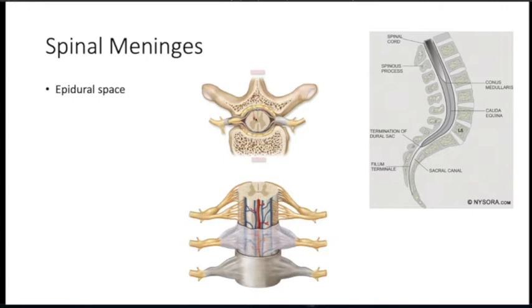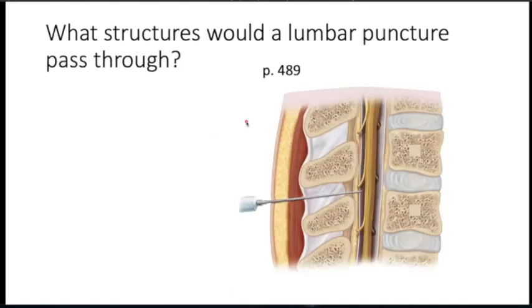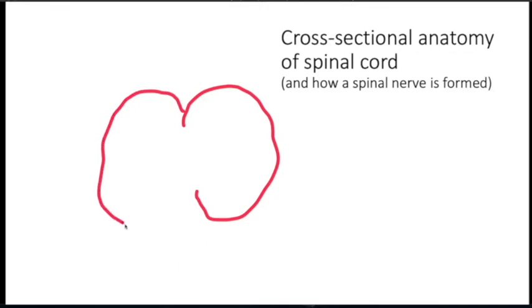This is the slide I was talking about, meninges, but you can see a cross section there of the spinal cord. And so, get past our lumbar puncture and back to cross sectional. This cross-sectional anatomy of the spinal cord will also show us how a spinal nerve is formed. So I want to start with just the cross-section, which when I draw it on the board is always asymmetrical, even though it's not in reality.